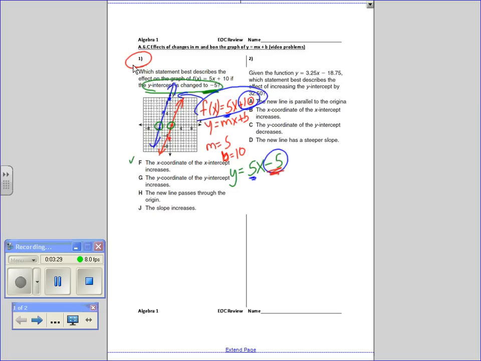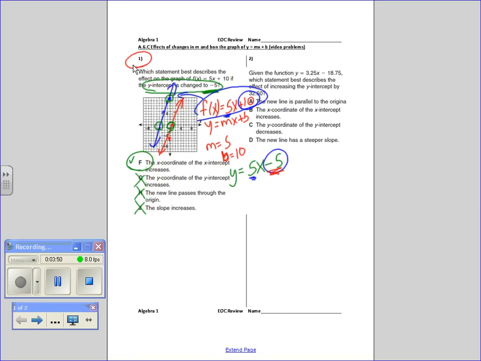The y-coordinate of the y-intercept increases. No, it went from 10 to -5, so that's a decrease. That's not the right one. The new line passes through the origin. No, it comes close, but it doesn't quite pass through the origin. The slope increases. No, the slope stayed the same. So our answer is F.